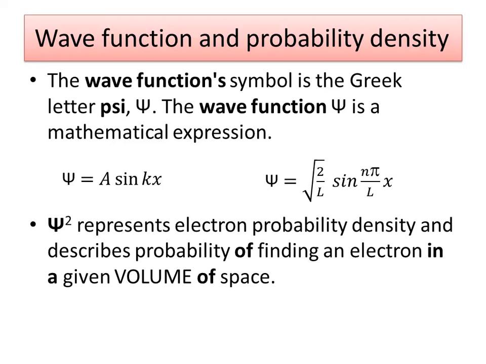So with psi we will find out the wave function, and with psi square you can find out the electron probability density, describing the probability of finding an electron in a given volume of space. Given volume of space means in a shell you can find out how much is the probability of finding the electron there.